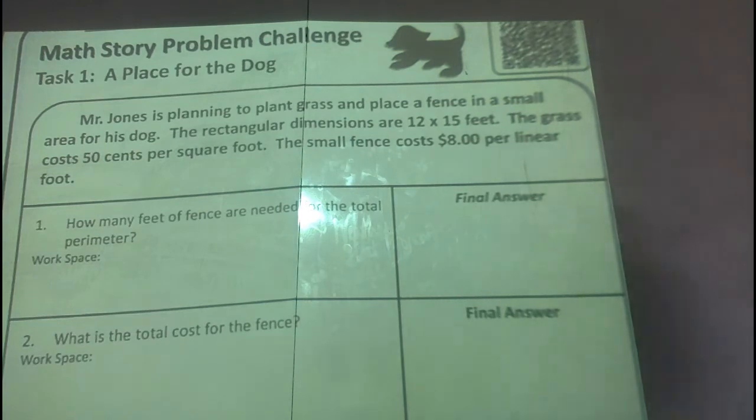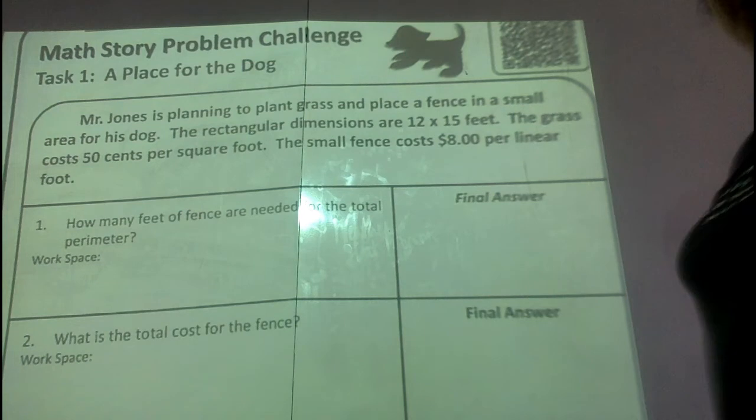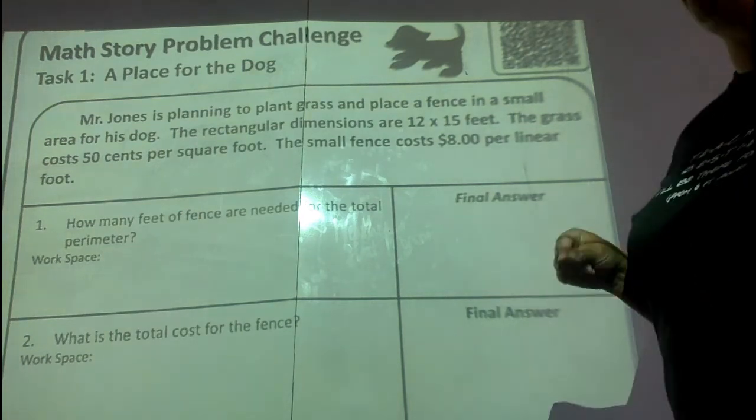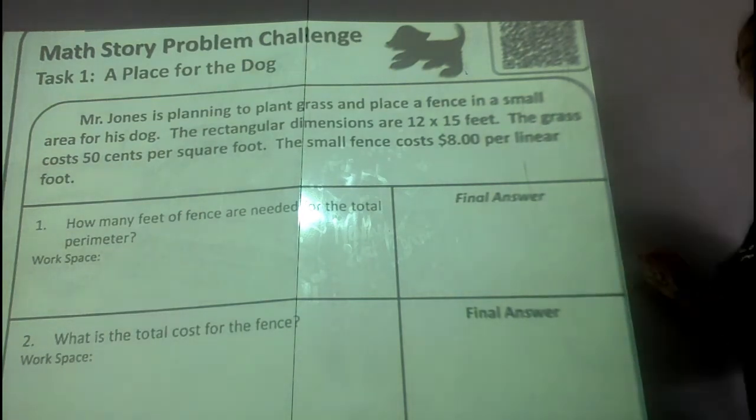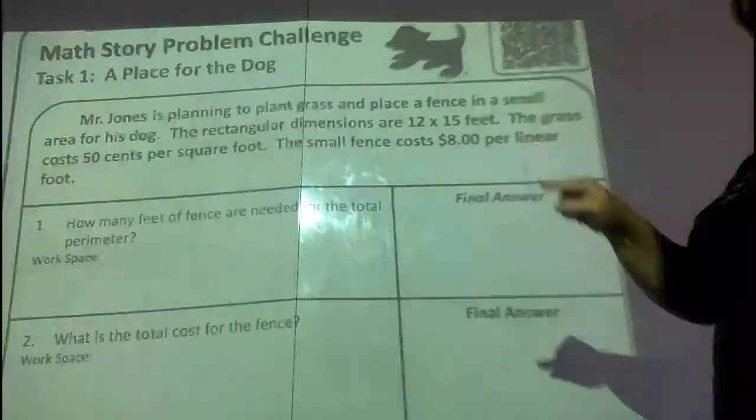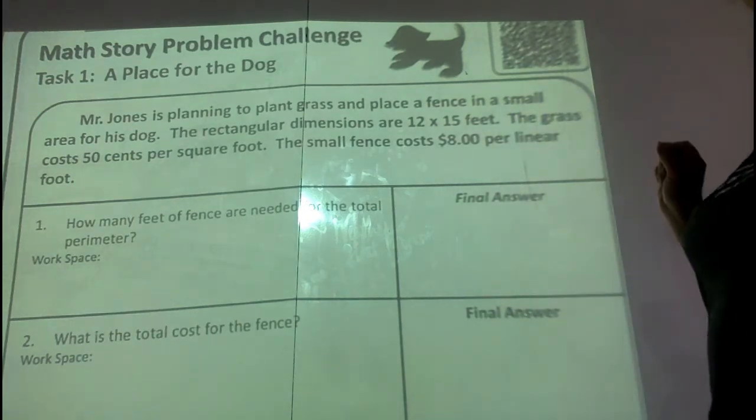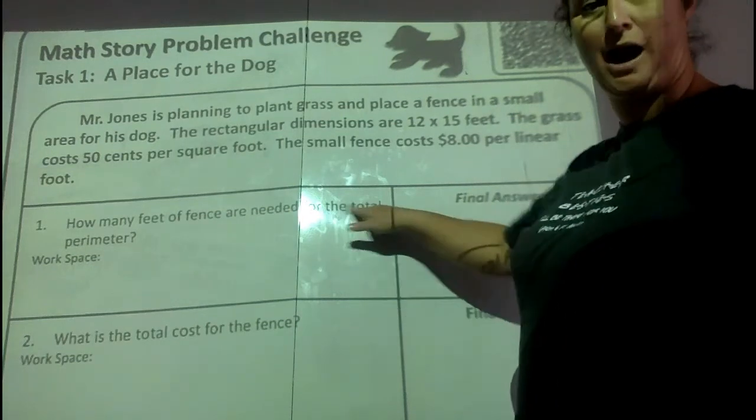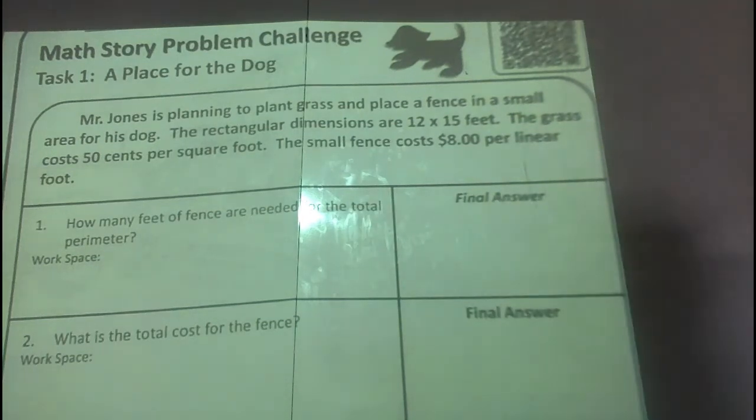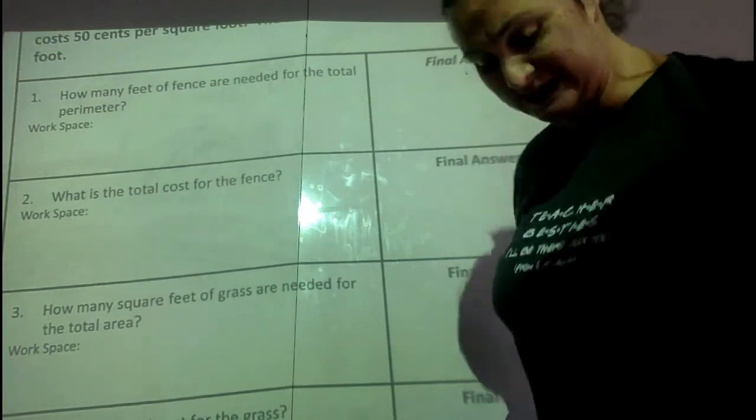How many feet of fence are needed for the total perimeter? Boys and girls, when you're thinking about the perimeter, remember it's the rim or around the figure. When we build a fence, we build it around something. Question 2. What is the total cost for the fence? Number 2. What is the total cost for the fence?